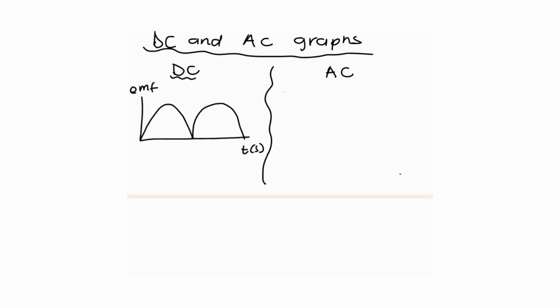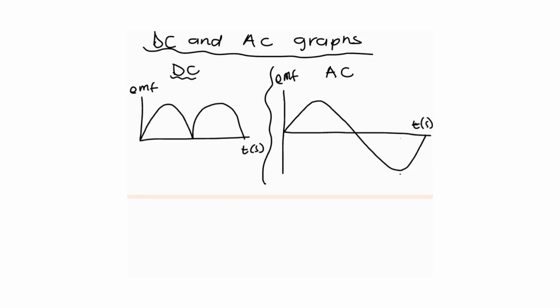And then for your alternating current graph, because this one moves in opposite directions, it goes backward, forward and backward, the graph would look like that, and we still have EMF being represented there and the time being represented there.